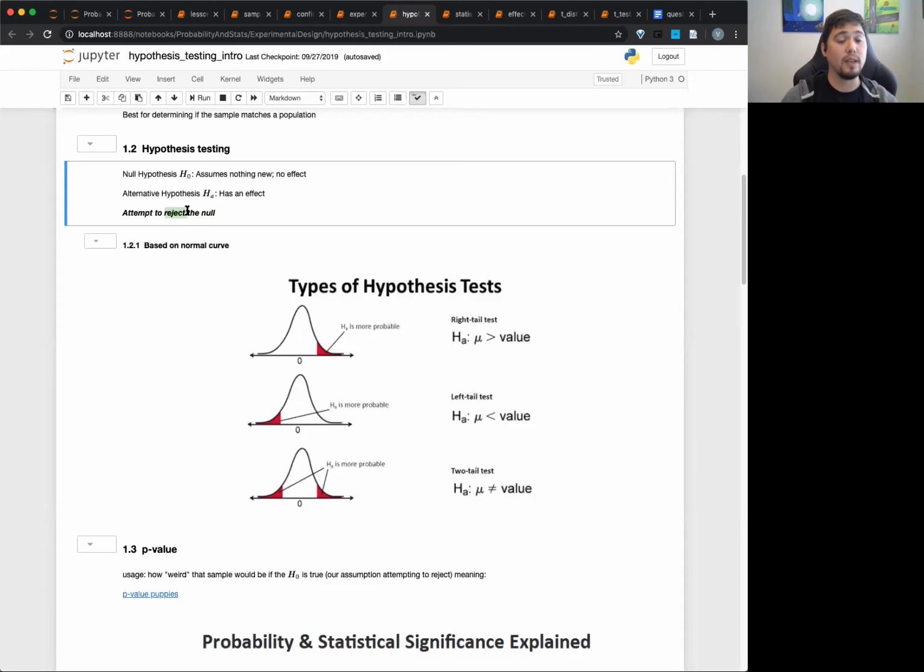It's like we're disproving the null hypothesis, which means there was no effect. Does that make sense to people?